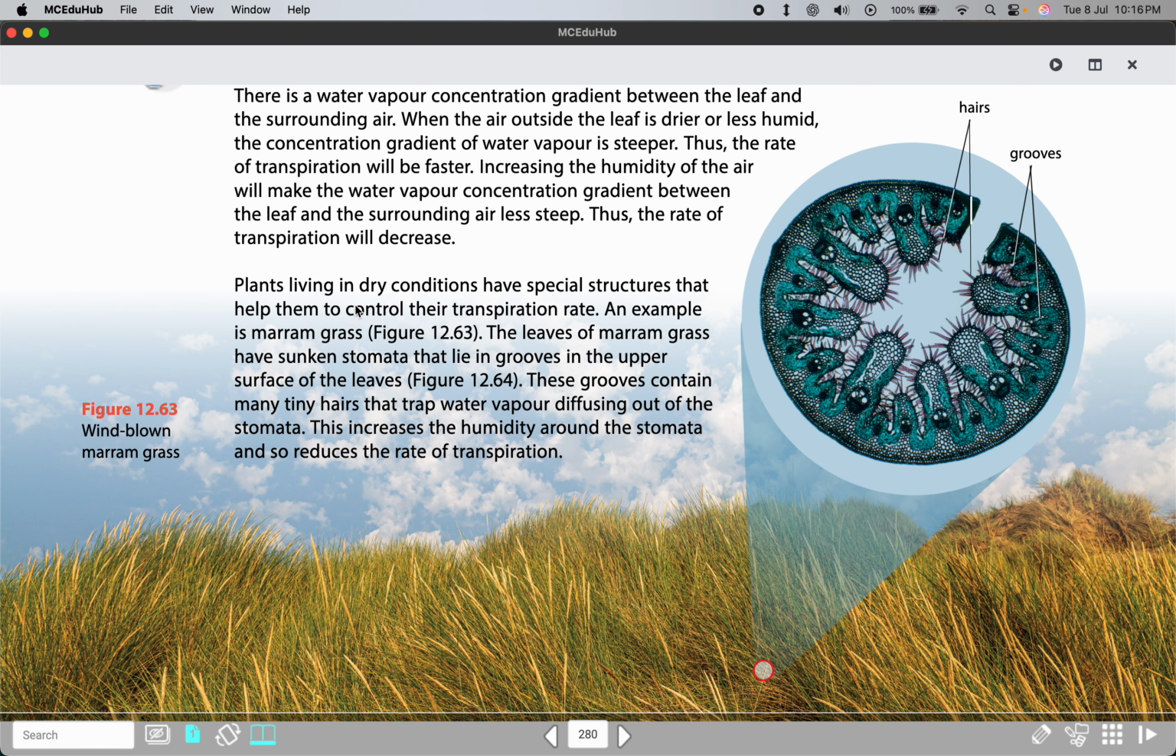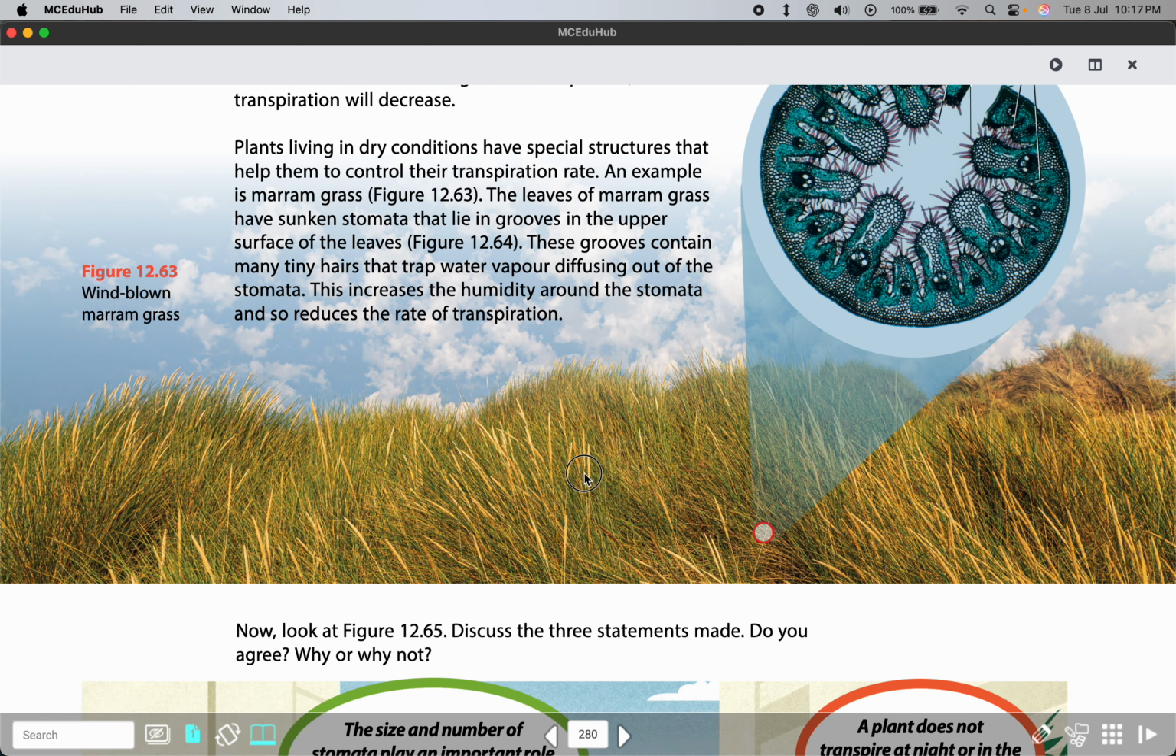And they have this special structure that helps them to control the transpiration rate. They have sunken stomata, and all these little grooves over here have hair. This hair helps to trap the water that's diffusing out of the stomata. This will increase the humidity in this area, and overall that will reduce the rate of transpiration so that they don't lose so much water, because it's a dry environment for them.